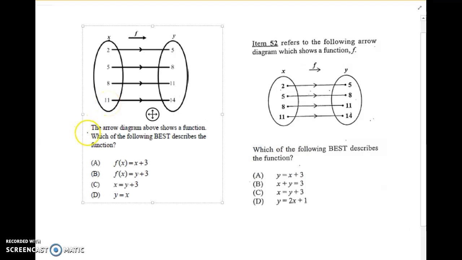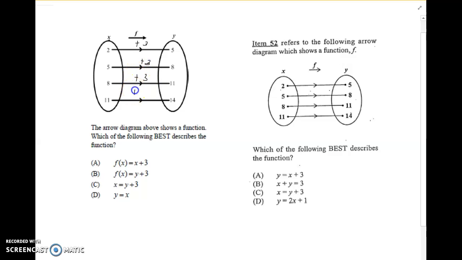Alright, again it says here, the arrow diagram above shows a function. Which of the following best describes the function? So, let's look at the whole pattern. Firstly, we went from 2 to 5, 5 to 8, 8 to 11, 11 to 14. Some people may see it one time and see just adding 3 in each case. So some are very straightforward like that.